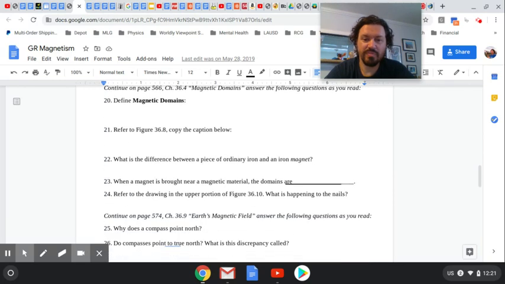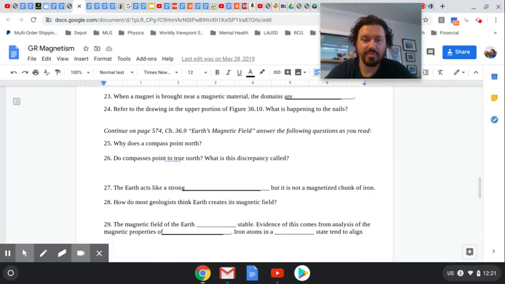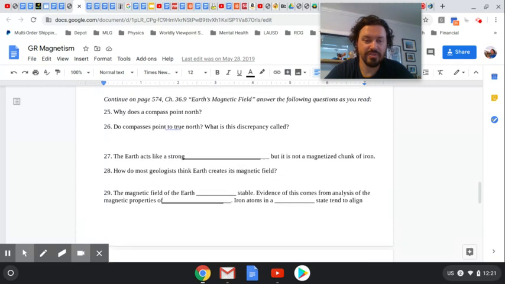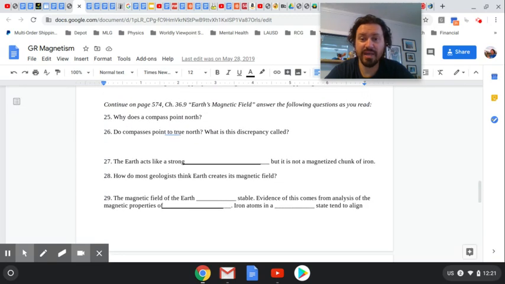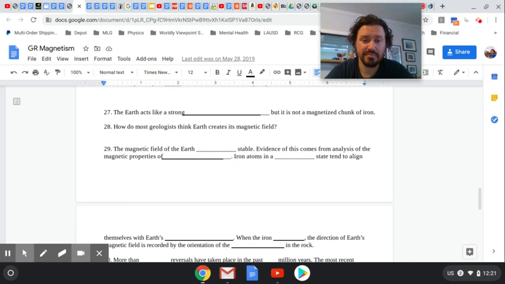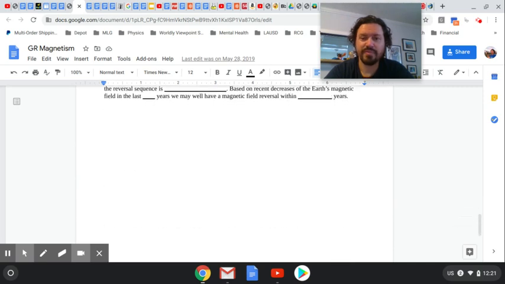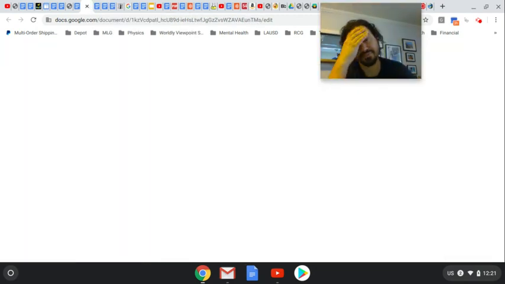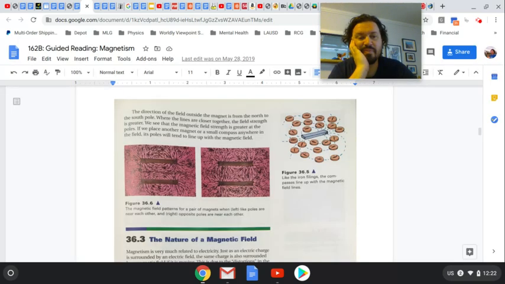You get to see what a magnetic field looks like. Talk about Earth's magnetic field, which, if it wasn't there, we'd probably die or not exist. Fairly important. And it even talks about magnetic field reversal. Some really cool stuff in here. Some really cool pictures showing how magnetic fields interact.